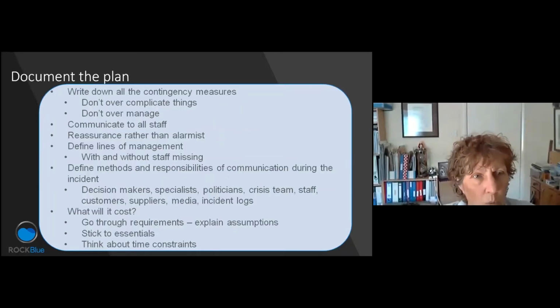So once you've gone through all these things, you need to write down the contingency measures. Don't overcomplicate things, but that needs to be communicated to staff. And you need to do it in such a way that you reassure them that you are in control, rather than, oh my God, this is going to be awful. Oh, you know, how are we going to cope? You've got to calm people down.